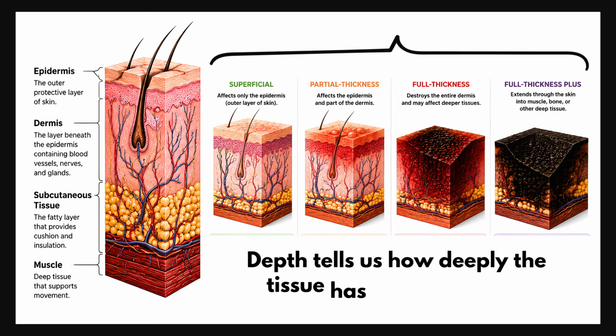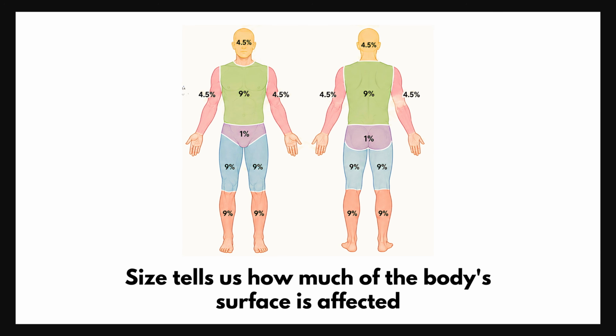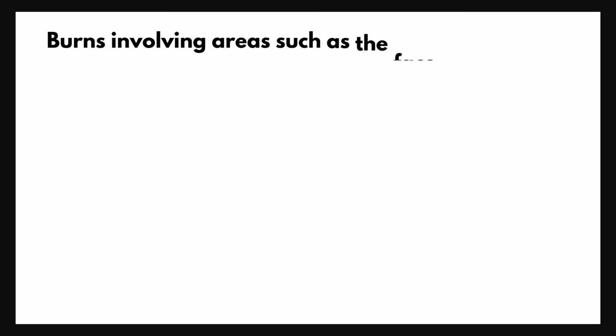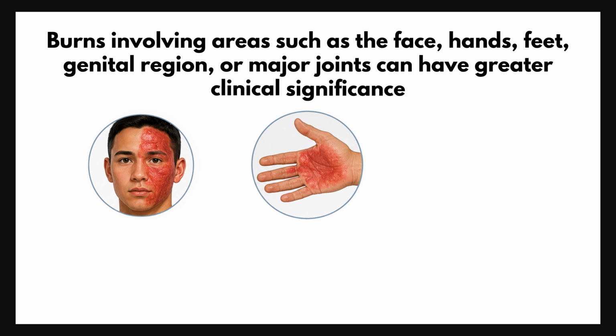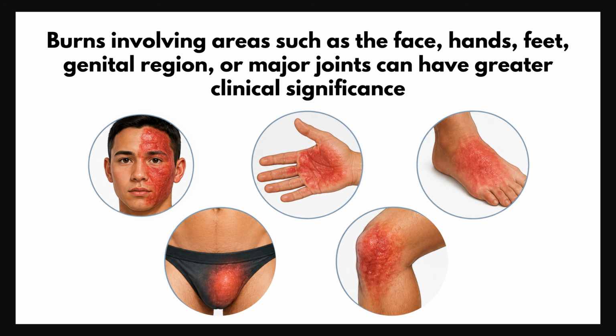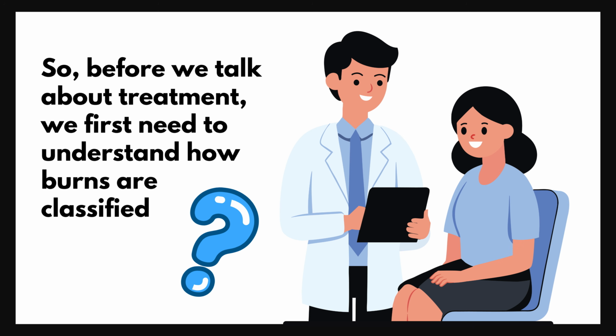Depth tells us how deeply the tissue has been damaged. Size tells us how much of the body's surface is affected. And location matters because burns involving areas such as the face, hands, feet, genital region, or major joints can have greater clinical significance. So, before we talk about treatment, we first need to understand how burns are classified.